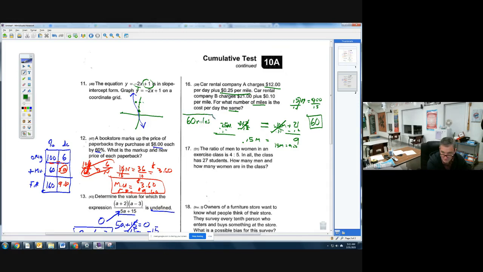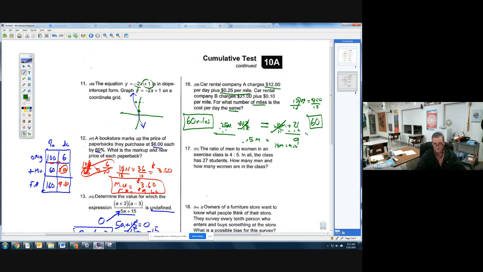If you drove 60 miles that day, you would get charged the exact same amount of money, which I believe if you did the math would be $27. So 60 times 10 cents is $6, which would give you $27 there. If you have 60 quarters, I believe that's $15, and you'd add that to the 12. So 60 miles makes them equal.